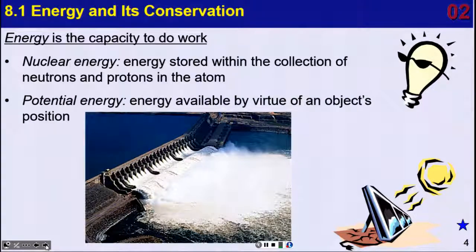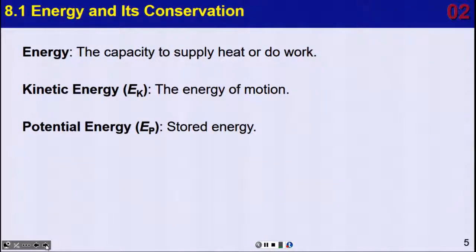And then another type is potential energy that we just describe as energy available by virtue of an object's position. In other words, water at the top of the dam has potential energy, and the energy is going to be usable if it goes over the dam or through the turbines to create energy in power plants by way of turning turbines and such. So the capacity to supply heat or do work is energy. Kinetic energy is the energy of motion. I hope some of you may have heard of that context. Motion and kinetic energy go together.